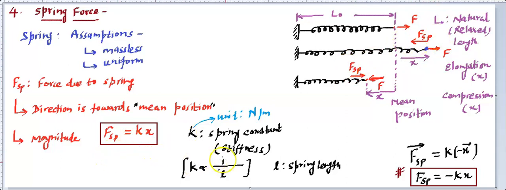K will be given to you. K is proportional to 1 upon L, or reciprocal to L, you can think of. L naught is the natural length. In this case, the length will increase: L naught plus x. Here, L naught minus x. That can be thought of. This situation is called the mean position. That's also important to remember.